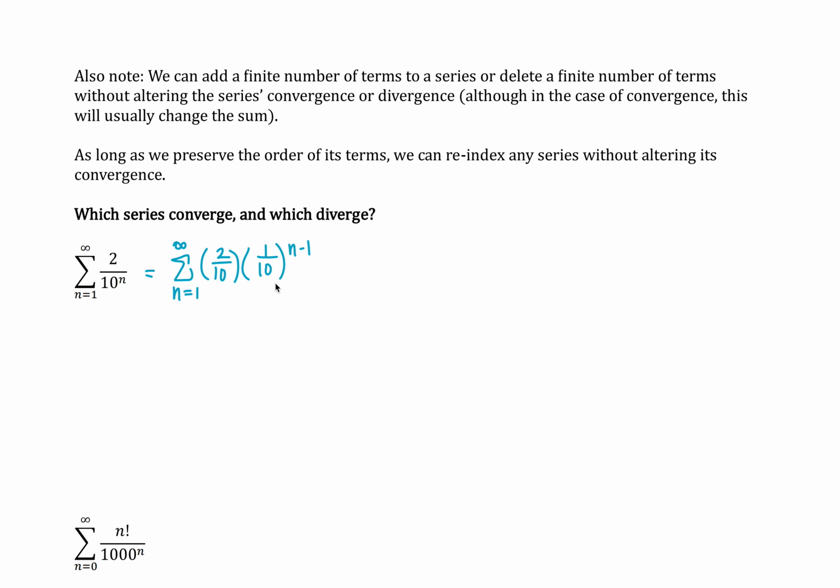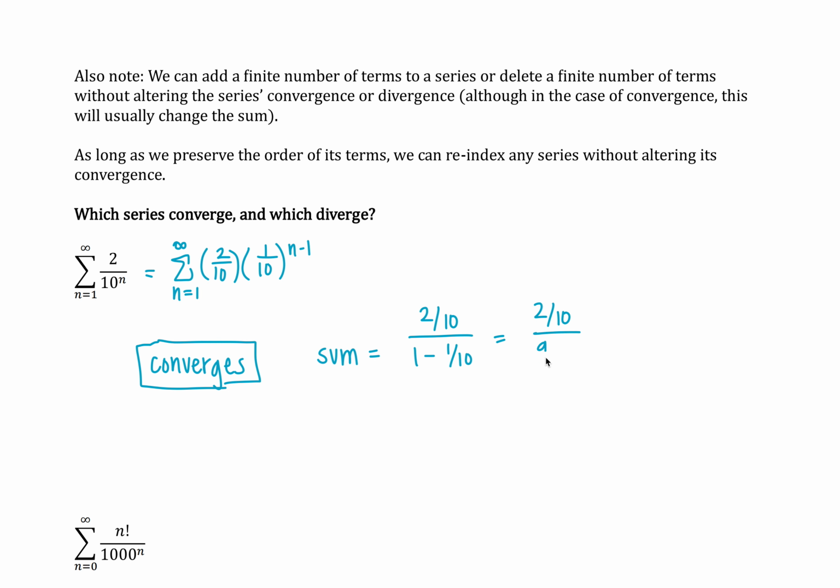And a geometric series will always converge if the absolute value of the r value is less than 1. So this is going to converge. The sum here, we can find that. So let me write that it converges. The sum is 2/10, the a value, over 1 minus the r value, which is 1/10. So we have 2/10 over 9/10. So the sum would just be 2/9.